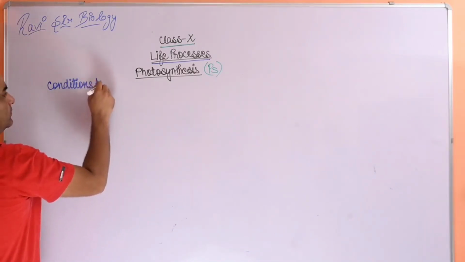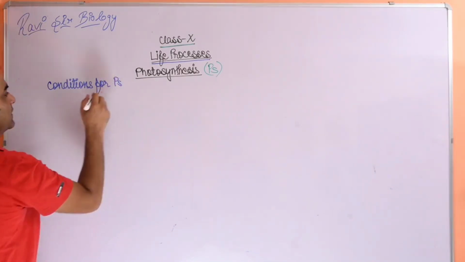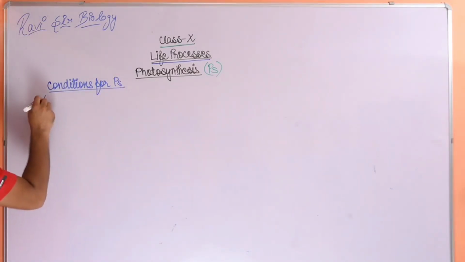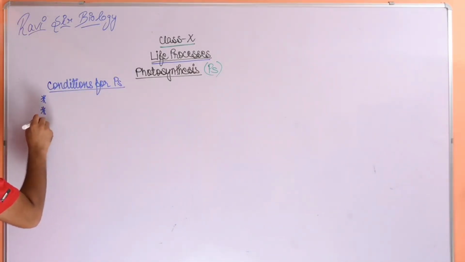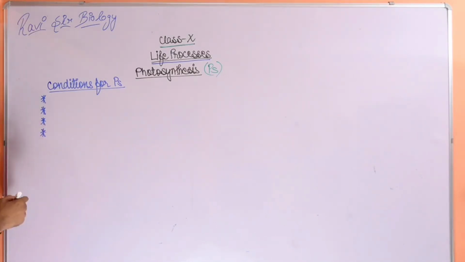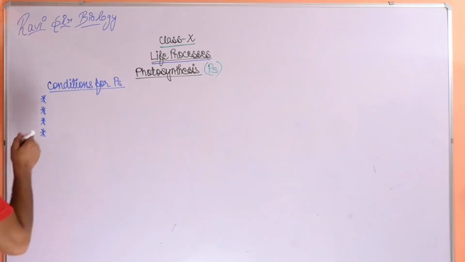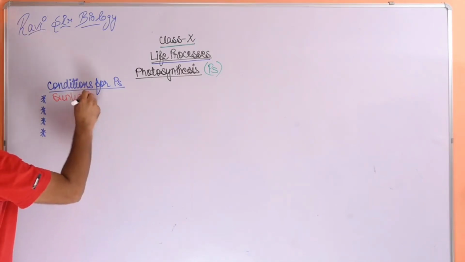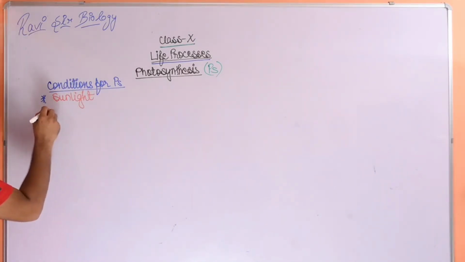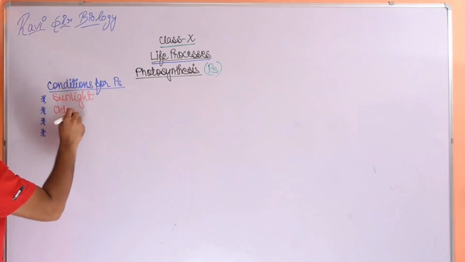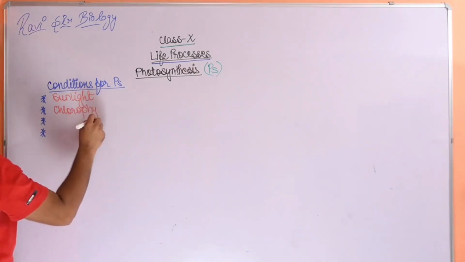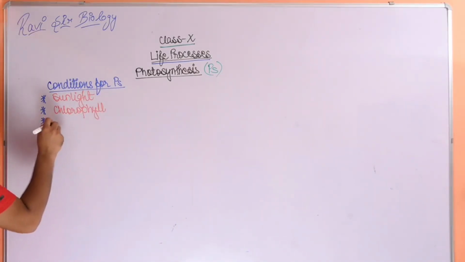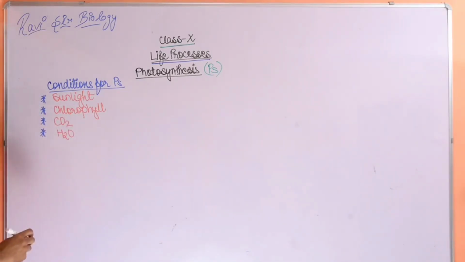Conditions for photosynthesis, if I write PS, consider it photosynthesis. Four conditions are required. The first condition is sunlight. Second is chlorophyll. Third is a raw material, carbon dioxide, and fourth is a raw material, water.